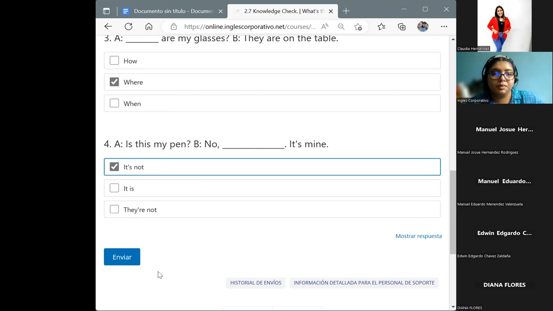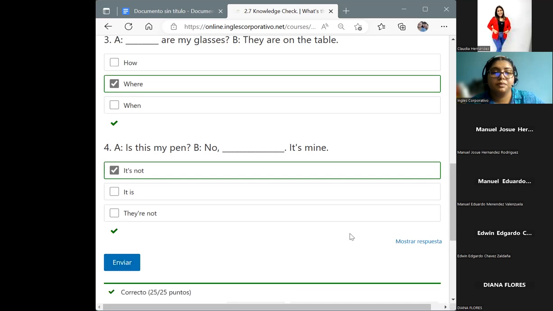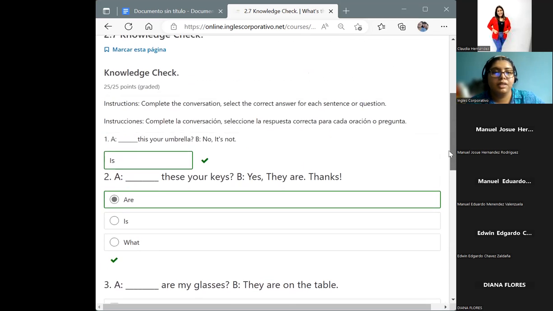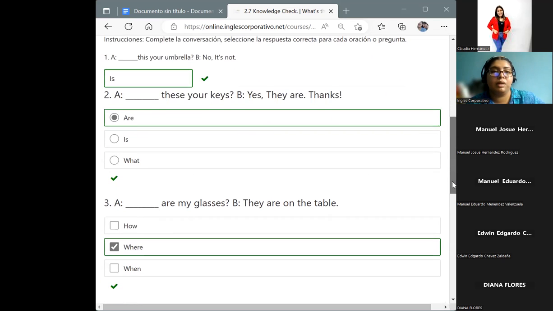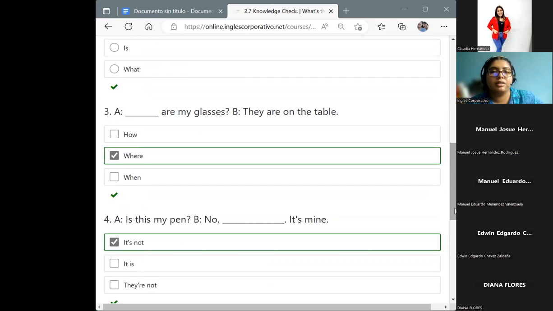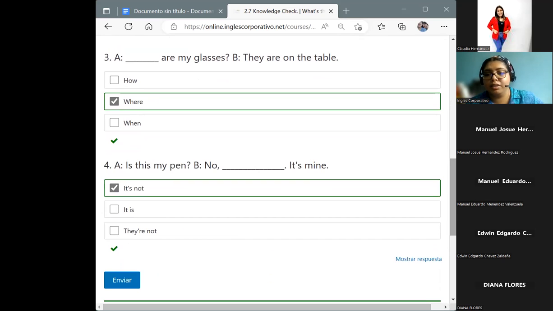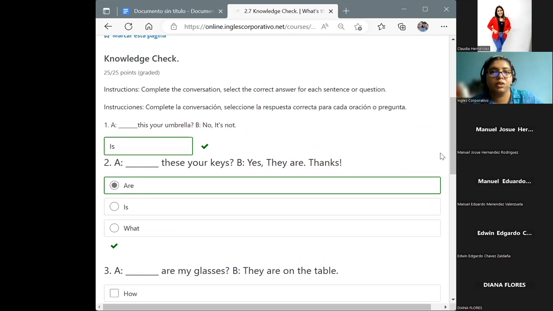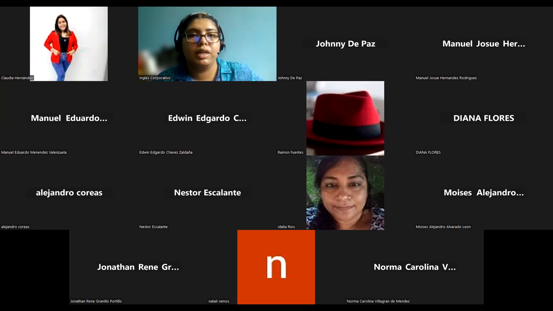Good. And let's see. Okay, they are correct. Ahí están las respuestas para que ustedes vayan chequeando también. In the number one, is. Number two, are. Number three, where. Number four, it's not. And that's it. It's a very, very short knowledge check. Okay, we have there the 2 knowledge checks for today. Esos son los 2 knowledge check que vamos a realizar hoy.